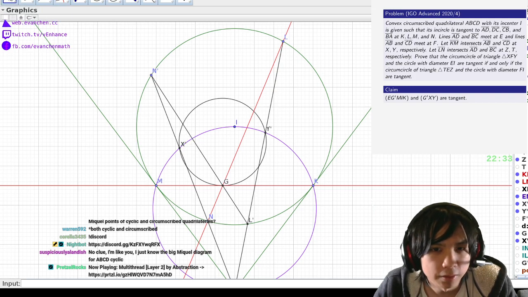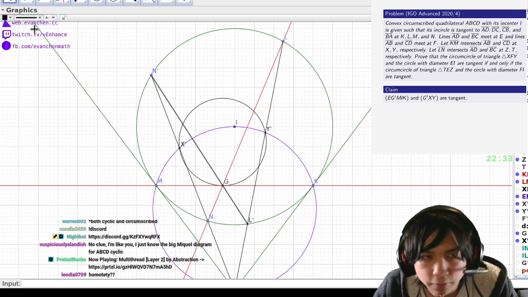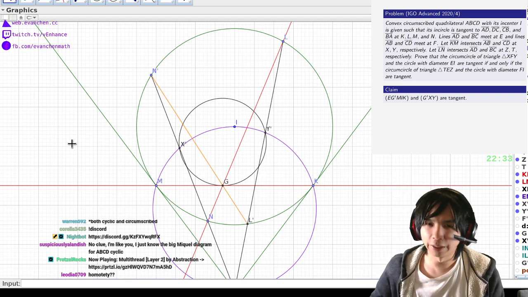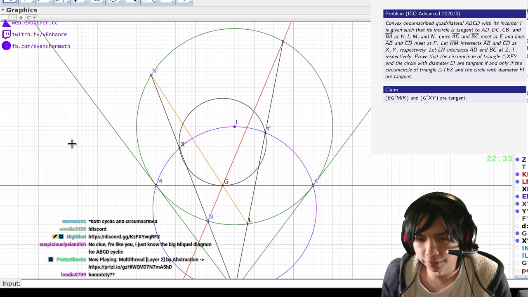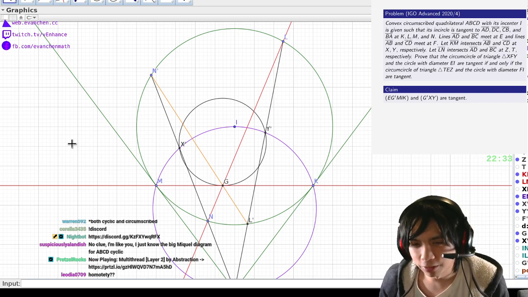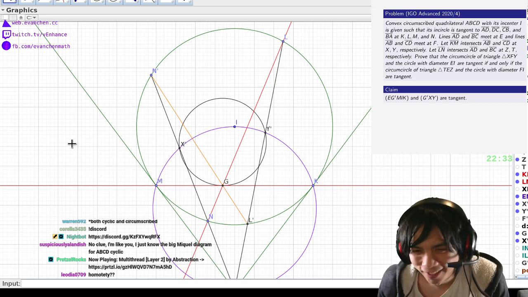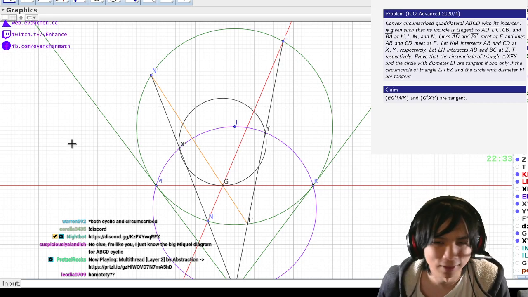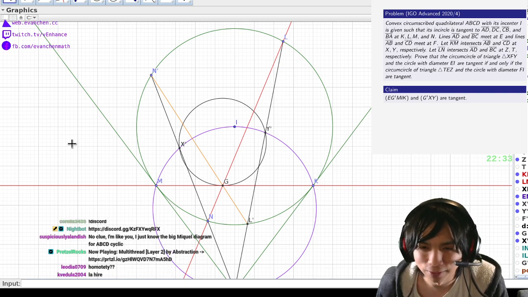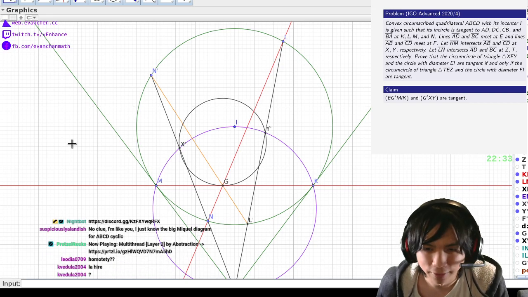I just want to select the segment, color it slightly differently. Okay, so that doesn't even involve the circle. That's just a cyclic hexagon that is fixed by inversion, so its diagonals are concurrent. I really should know why that's true, but I don't. Why is it true that if I have a cyclic hexagon that's fixed by inversion, then the diagonals are concurrent?